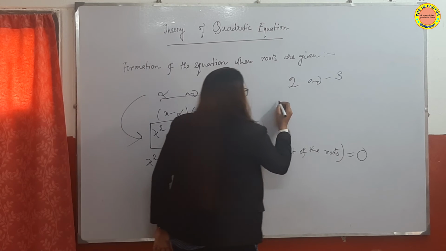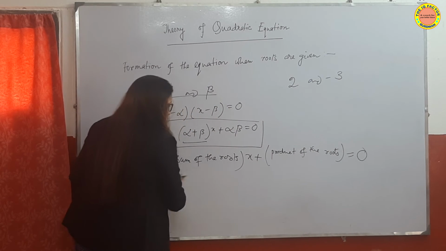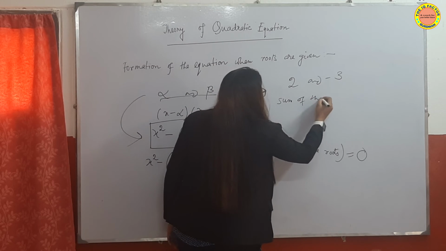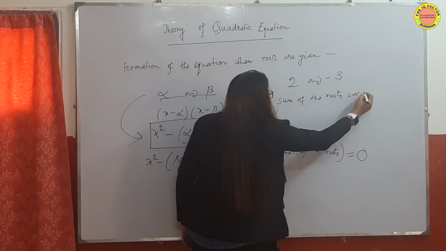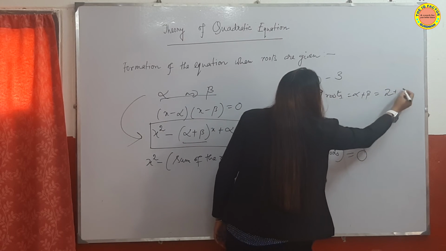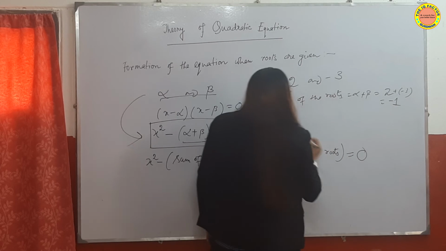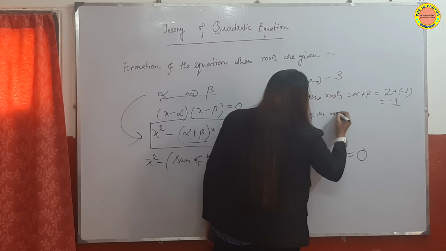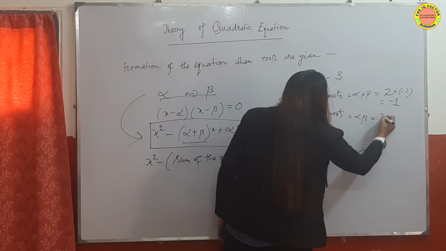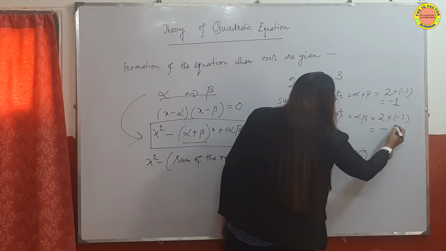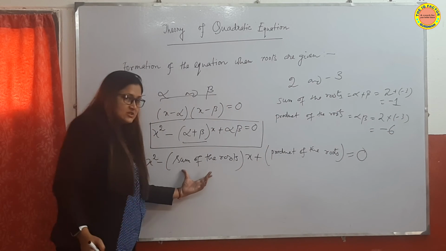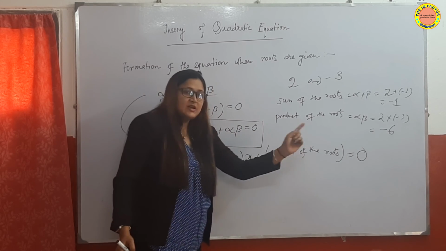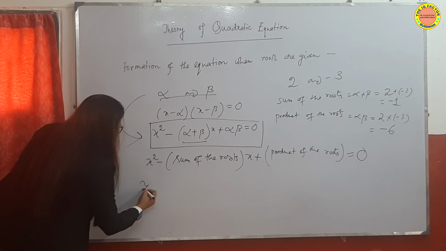So for the required equation, before that we can find out the sum and product. What is the sum of the roots? That is alpha plus beta, that is 2 plus minus 3, that is minus 1. And what is the product of the roots? That is alpha beta, 2 into minus 3, that is minus 6. So the sum of the roots is minus 1 and the product of the roots, alpha beta, is minus 6. Just put here.